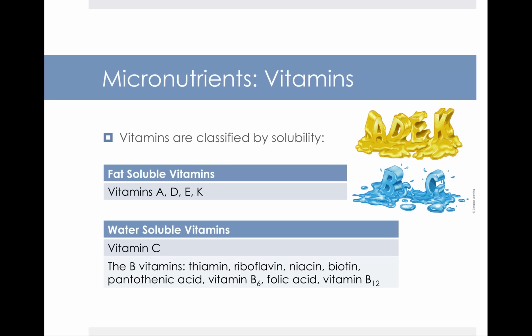The fat-soluble vitamins consist of vitamins A, D, E, and K, whereas the water-soluble vitamins consist of the B vitamins and vitamin C. The B vitamins that we'll cover in this class include thiamine, riboflavin, niacin, biotin, pantothenic acid, B6, folic acid, and B12.